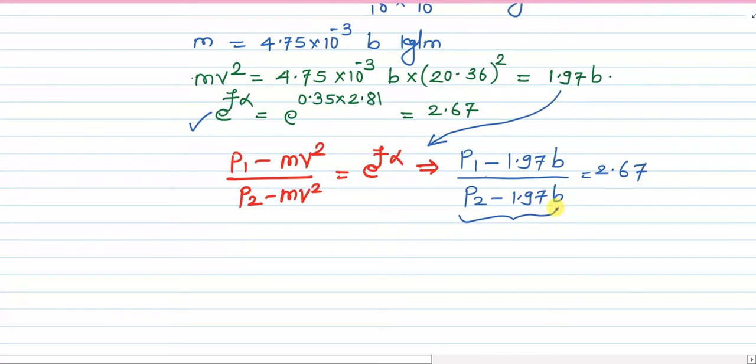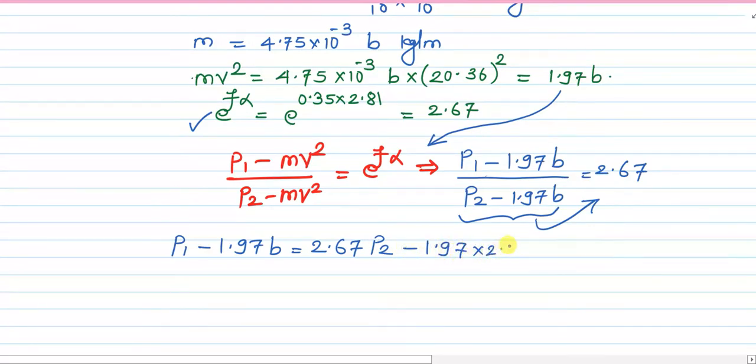Now we can take this entire term on the other side. We can multiply this term by 2.67, and on the left hand side we will be having only P1 minus 1.97b. So this is equal to 2.67 into P2 minus 1.97 into 2.67b. Fine. When we solve this with the help of a calculator, the expression that we get is, now we can take all the terms on one side.